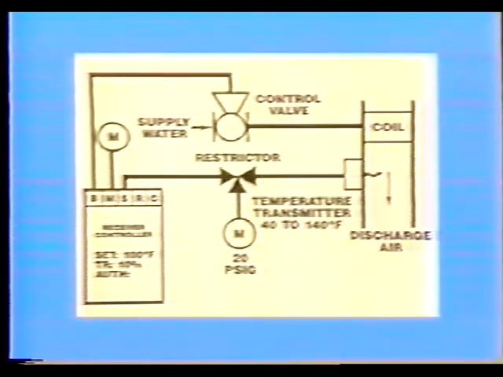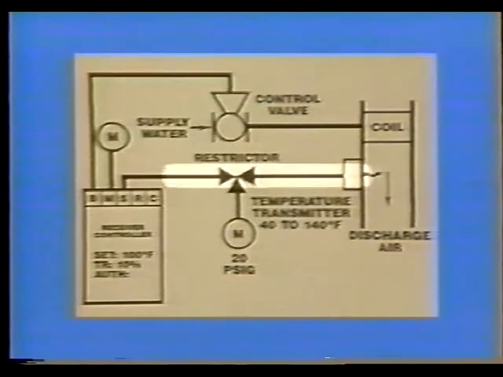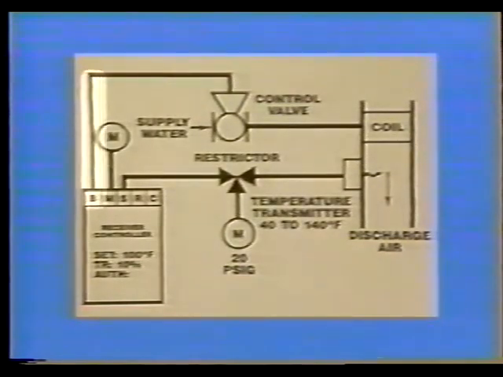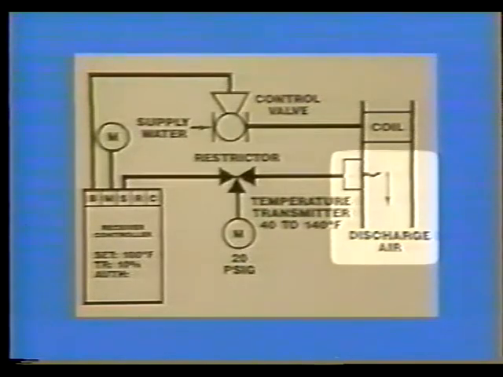You are looking at a typical application of a single input receiver controller found in the field. This is a coil discharge control application with the primary transmitter sensing discharge air temperature. The transmitter provides a signal to the S port of the receiver controller. The branch port of this receiver controller is piped to a normally open control valve. The branch line output pressure to that valve changes in response to changes in the discharge air temperature.